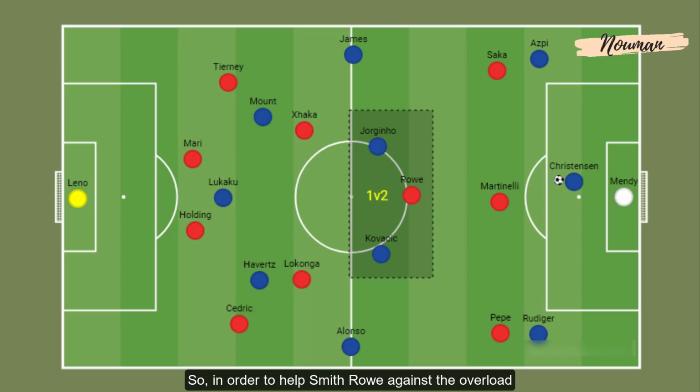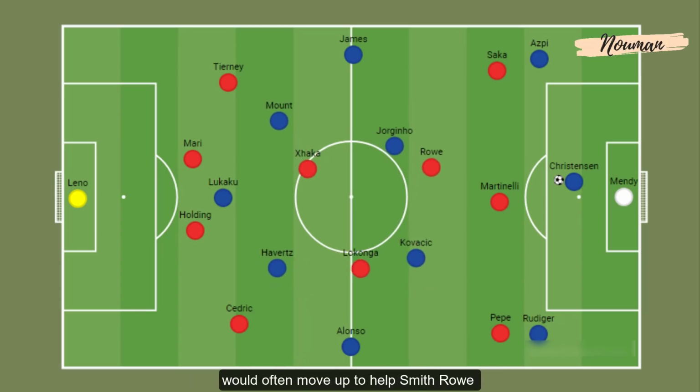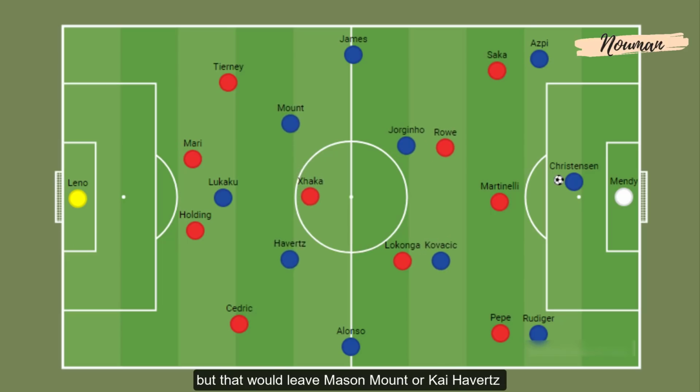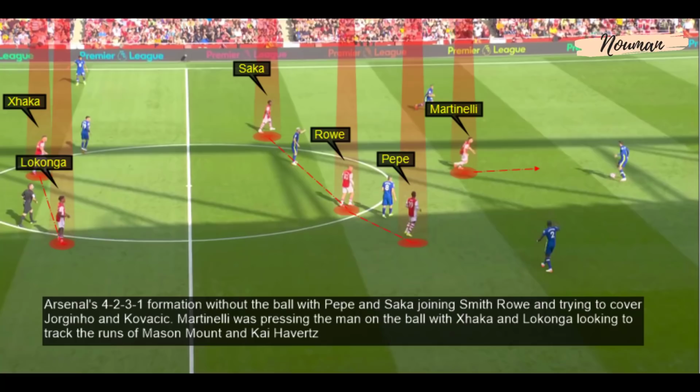So in order to help Smith Rowe against the overload, one of the midfielders from Arsenal's double pivot would often move up to help Smith Rowe, but that would leave Mason Mount or Kai Havertz totally free in between the lines to receive the ball with time and space to help Chelsea build their play.